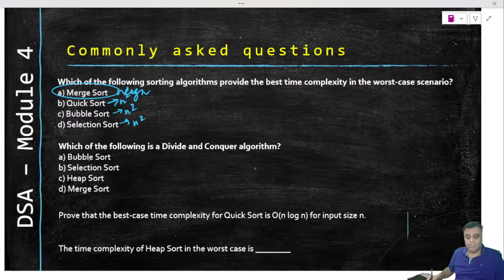Right? That's something that we have covered. Which of the following is divide and conquer? Bubble sort is not. It's an iterative sort. We run 2 for loops. That's why it's iterative. This is also iterative. We run 2 for loops. Heap sort is divide and conquer. Yes, heap sort is actually divide and conquer plus iterative.